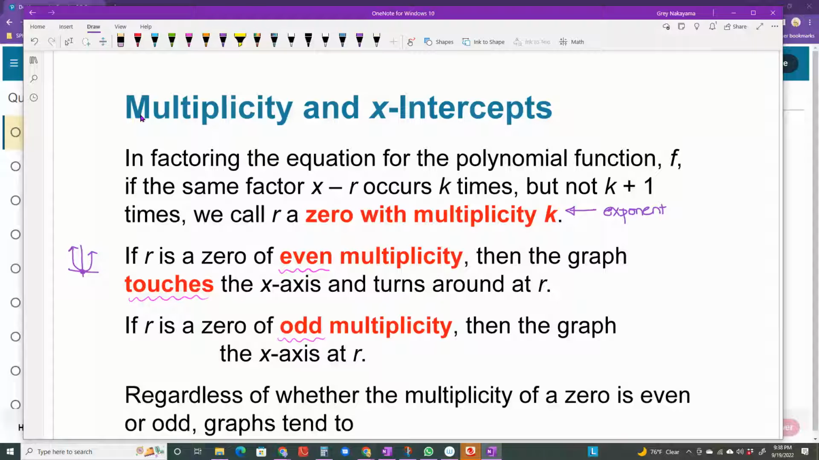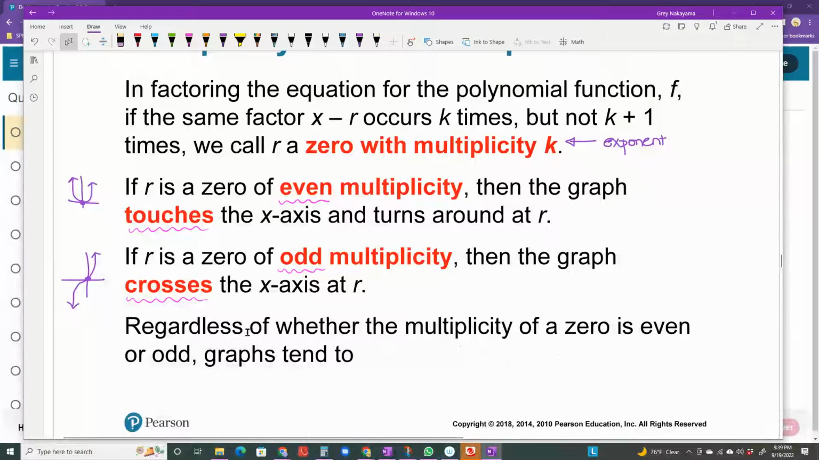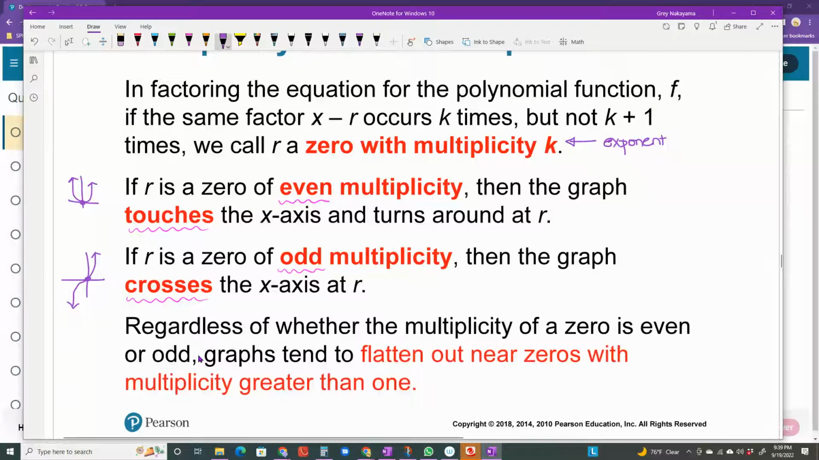If it has an odd multiplicity, then it's going to cross. Think about y equals x cubed, looking like this. And it crosses at 0. This one right here touches, this one crosses. Let me finish this, sorry. Regardless of whether the multiplicity of the 0 is even or odd, the graphs tend to flatten if that multiplicity is greater than 1. So if this is x cubed, that would look different than if it was just y equals x, which just goes straight through. So it flattens out a little bit.